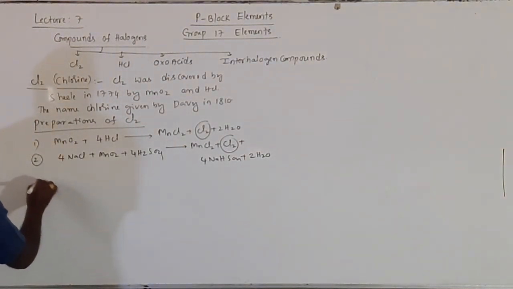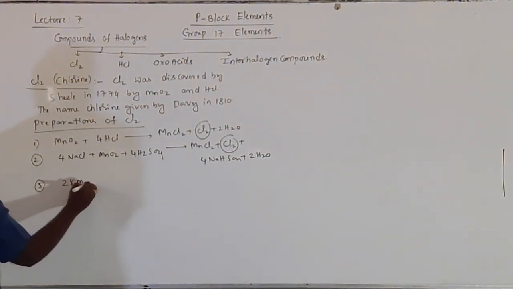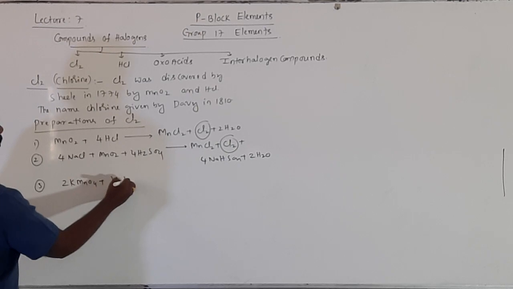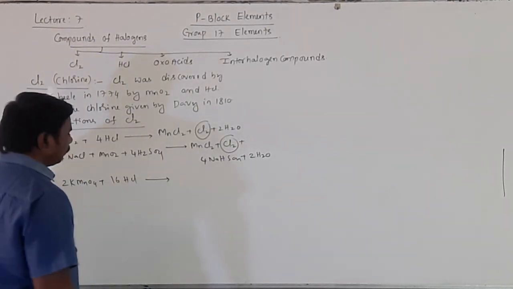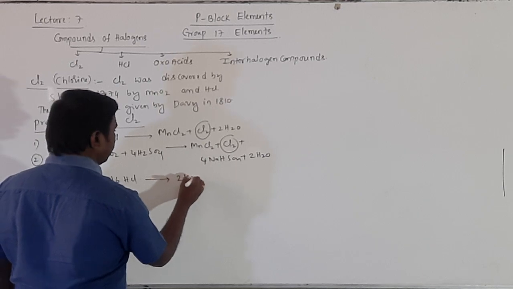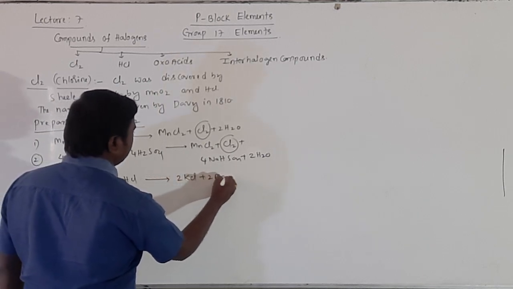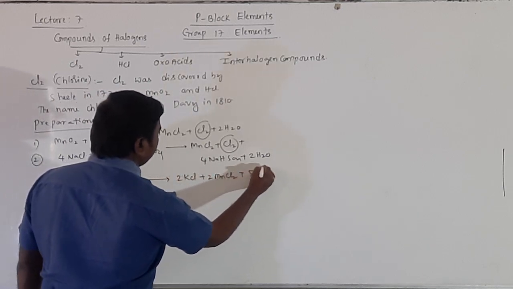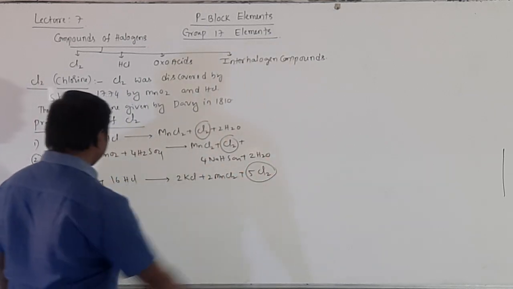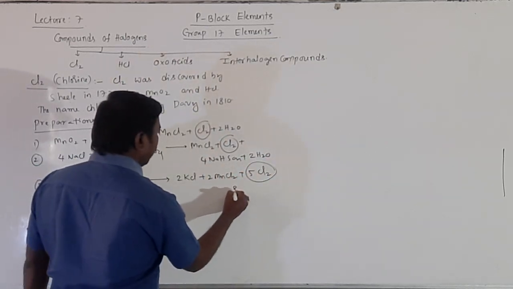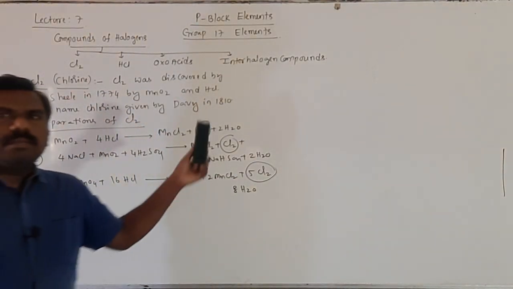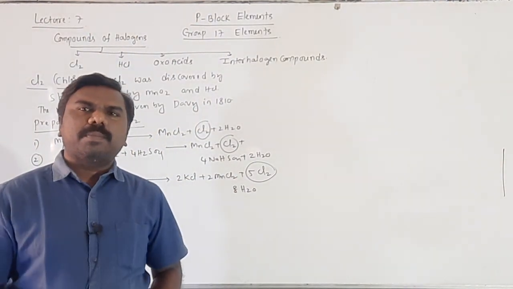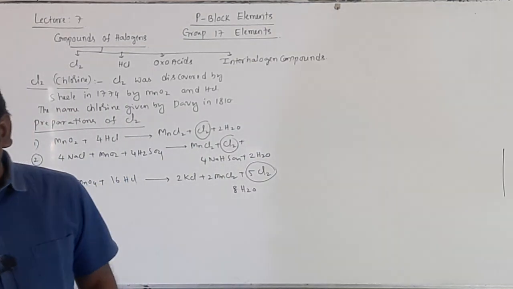Third method is from potassium permanganate plus 16 moles of hydrochloric acid, which then gives rise to 2KCl plus 2MnCl2 plus 5 moles of chlorine gas liberated plus 8H2O molecules. By these three methods we can prepare chlorine gas, right?